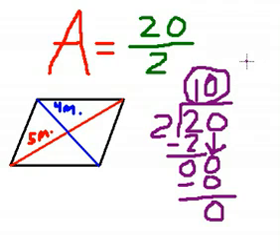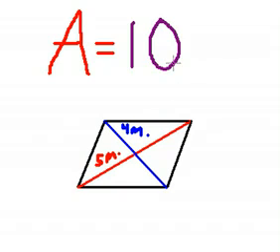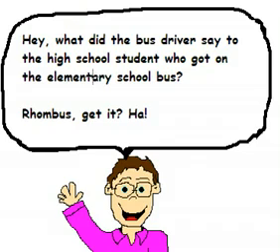But it's not quite our answer, because we have to remember to add our units. Here we're working with meters, so we put meters in our answer, and because we're dealing with area, we need to square our units. So they're going to be square meters. So our area for our rhombus is 10 square meters. And that's all there is to finding the area of a rhombus.